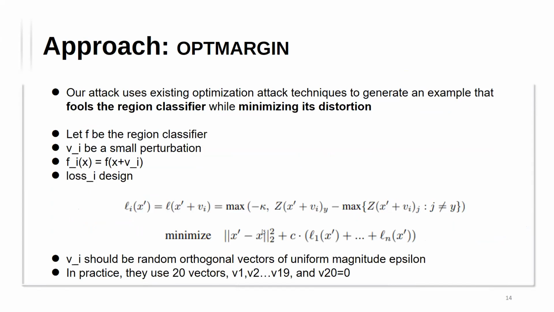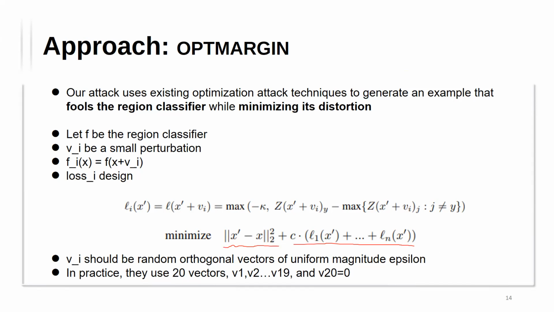What they did later is find 20 orthogonal vectors as different directions, and they make sure this part of the loss, where the vi should be orthogonal vectors, holds. So vi is orthogonal, and they make sure that if x prime goes beyond those directions, it is still safe and can still be predicted as the wrong label. And the first part is to make sure the perturbation is small.